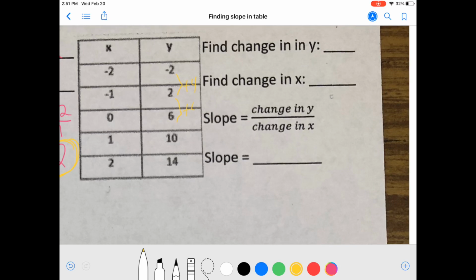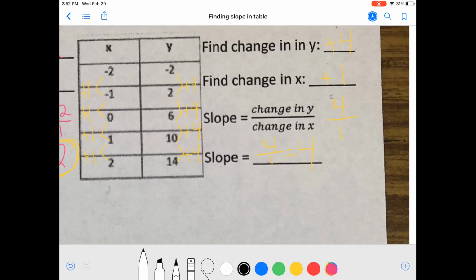2 to 6, add 4. 6 to 10, add 4. 10 to 14, add 4. So we're adding 4 for our y's. For our x values, we're going from negative 2 to negative 1. So we are adding 1, negative 1 to 0, adding 1, 0 to 1, adding 1, and 1 to 2, adding 1. So we're adding 1 for the change in x. So we have 4 over 1. So our slope is 4 over 1, which is simply 4.